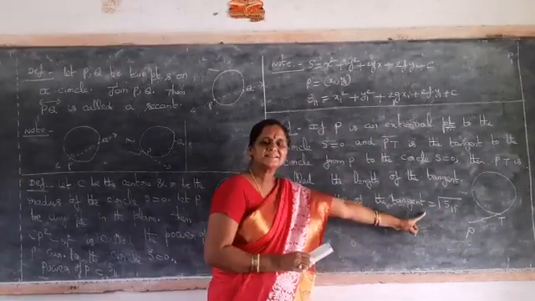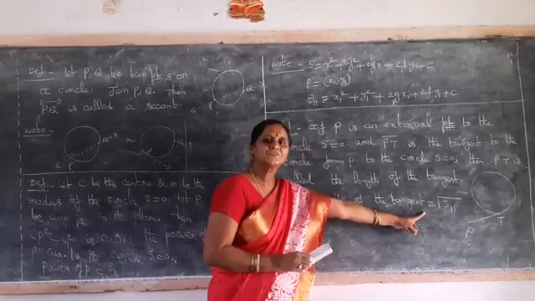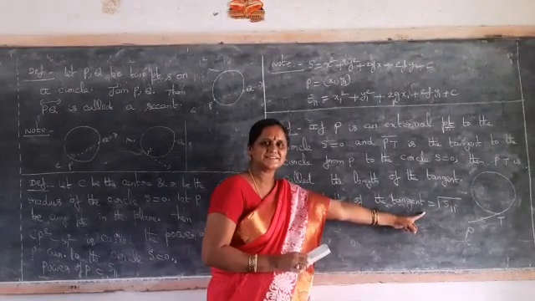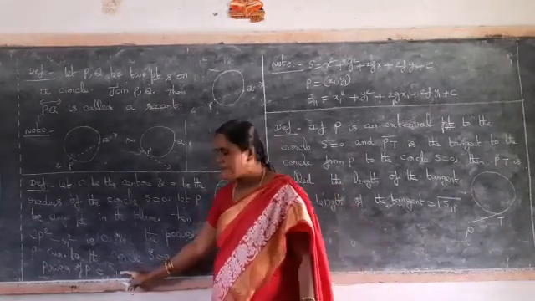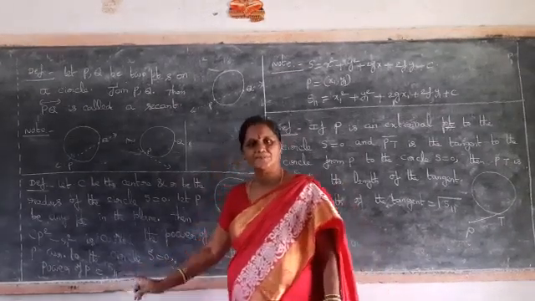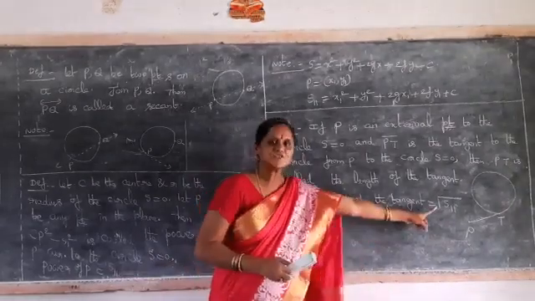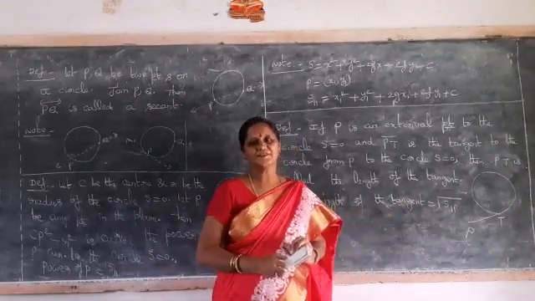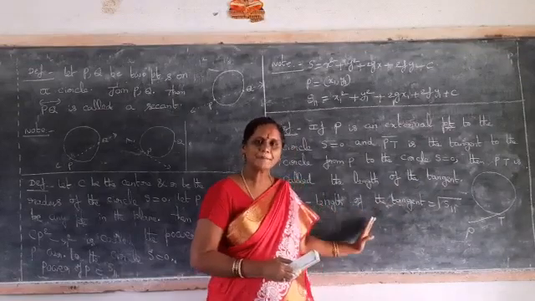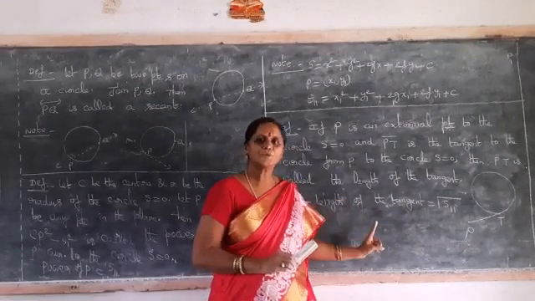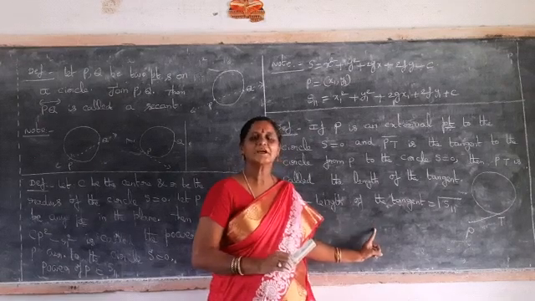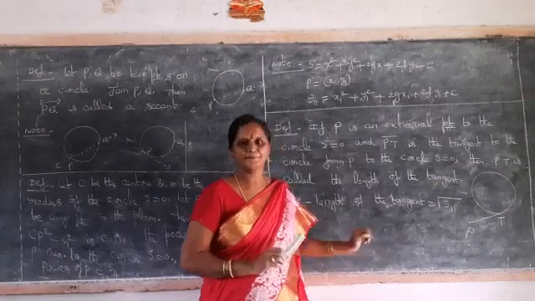Length of the tangent is equal to root of S11. Okay students, you have to remember that the power of P formula is S11. Length of the tangent formula is root S11. So you have to remember all these concepts and definitions. Now by using these concepts we do some questions. Okay.